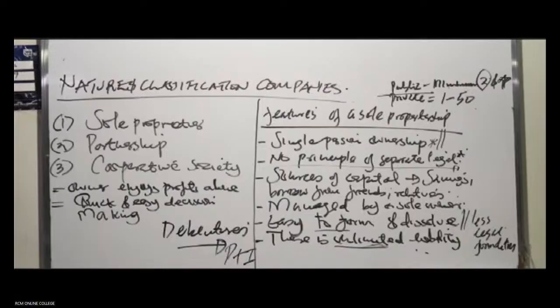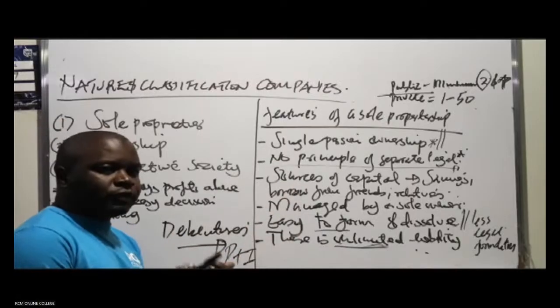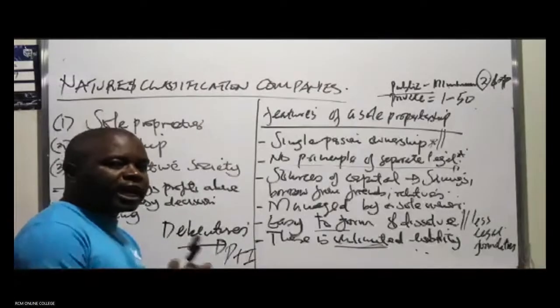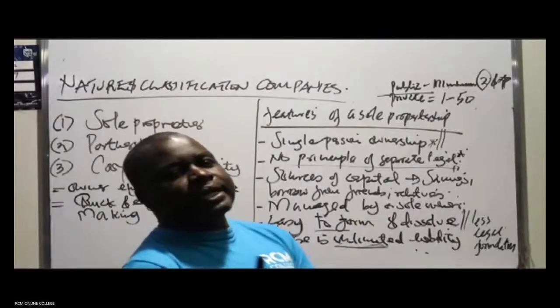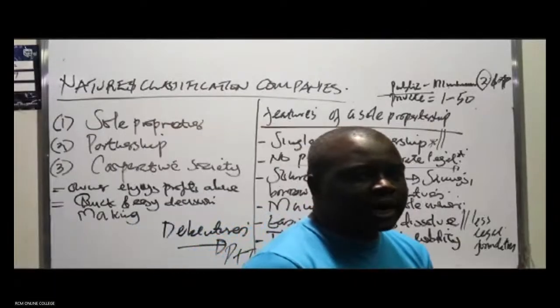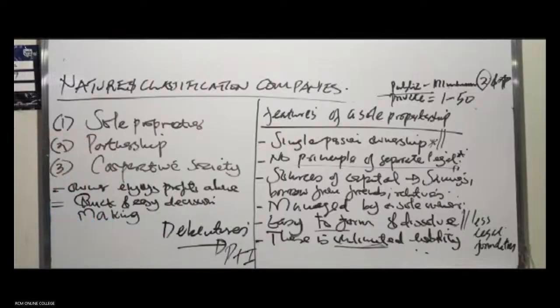For each and every feature, you might identify it either as an advantage over the other, depending upon how you argue, or as a disadvantage over the other, depending upon how you argue. It just depends on how you argue. For example, you talk about quick and easy decision making.